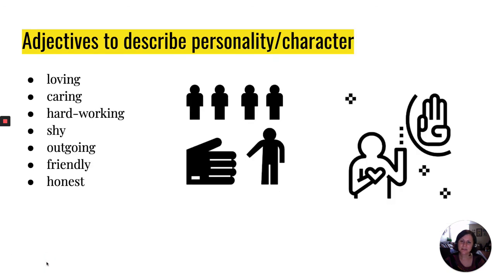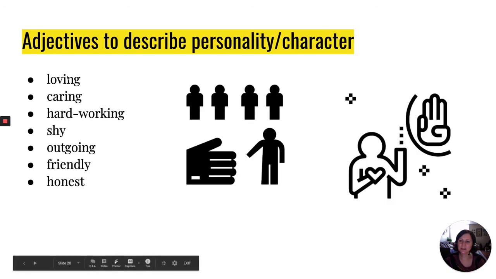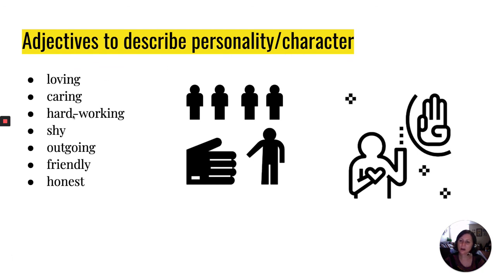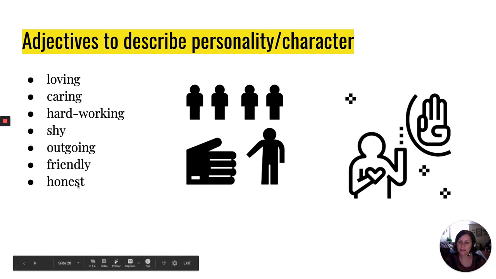There are adjectives to describe personality and character, like your family or friends. Loving, caring, hardworking. Shy, someone who doesn't make friends easily or gets embarrassed. Outgoing, which means somebody's friendly. Honest, someone who doesn't tell lies is honest.